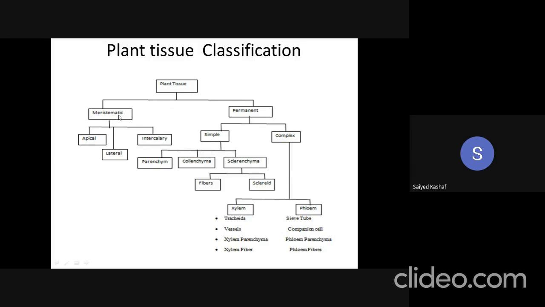The word meristem is derived from the Greek word meristos, which means division, and meristematic tissues are classified into three types: apical meristem, lateral meristem, and intercalary meristem. Whereas permanent tissues are of two types: simple and complex. The simple tissues are again classified into three types: parenchymatous tissue, collenchyma, and sclerenchyma. Whereas the complex are of two types: xylem and phloem. These are the other components of the complex permanent tissue.